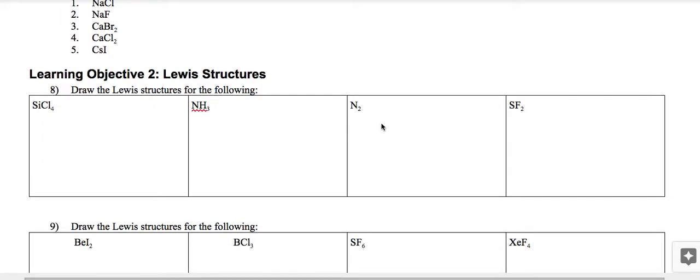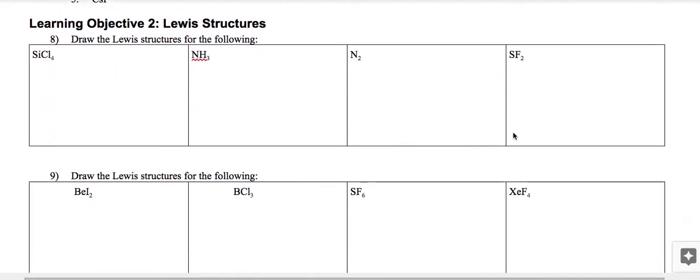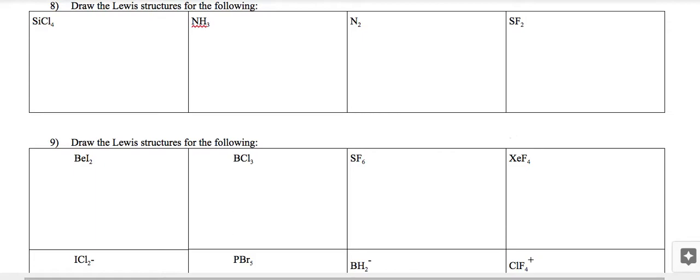Lewis structures, none of this is new. I guess I can take just a moment and put up the answers. Silicon, ooh, I got red now. There's the chloride. Nitrogen trihydride, also known as ammonia. There's two dots there. Nitrogen triple bonded to another nitrogen, and then sulfur difluoride. So those are them, Lewis structures for these.